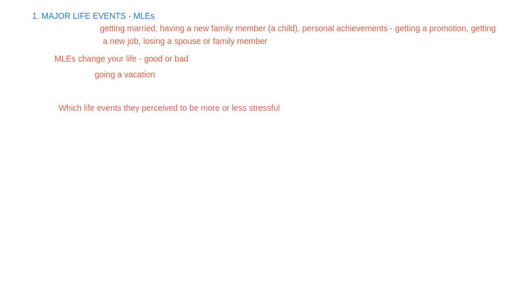So from this, Holmes and Rahe used it to make their Social Readjustment Rating Scale. And that is the main, the pinnacle of MLE studies, this use of the Social Readjustment Rating Scale. So the higher the number, the more stressful the event was perceived to be.